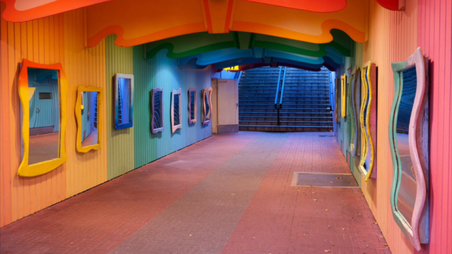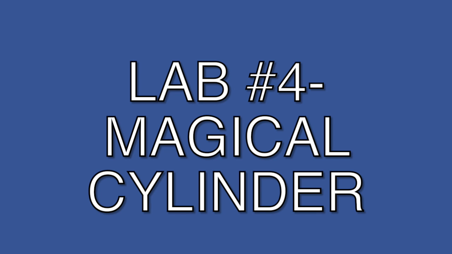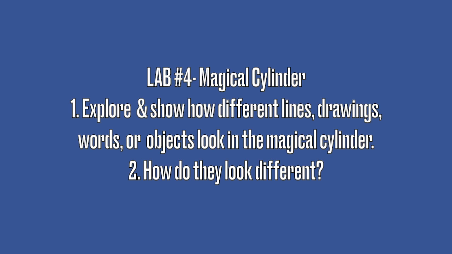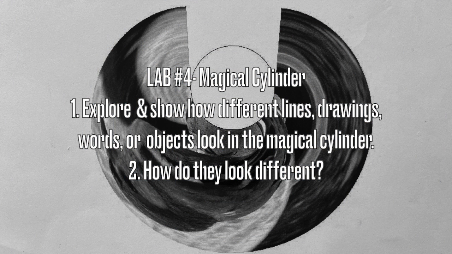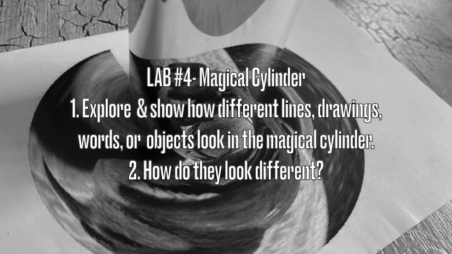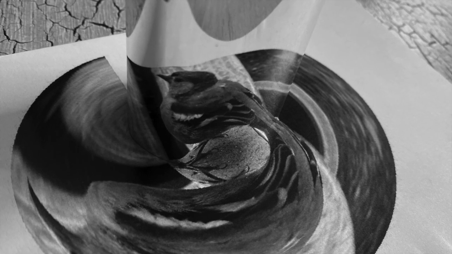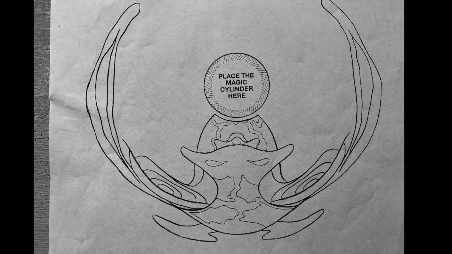All right, let's go ahead and look at lab number 4, the magical cylinder. We know it's not really magic, it's science. For this lab, you are supposed to explore and show how different lines, drawings, words, or objects look in the magical cylinder, and how they look different. One thing I noticed in this lab is that the images that we started with were very stretched out and also curved, just like the surface of the magical cylinder.